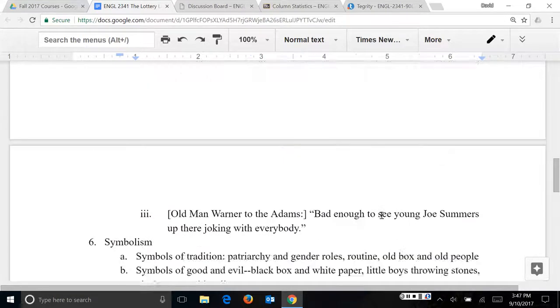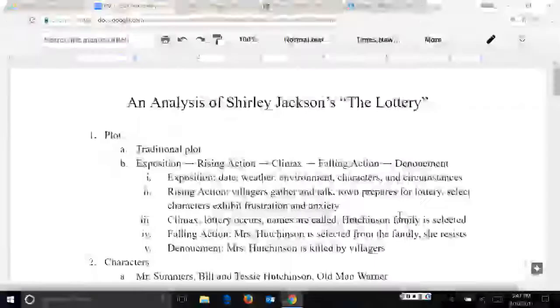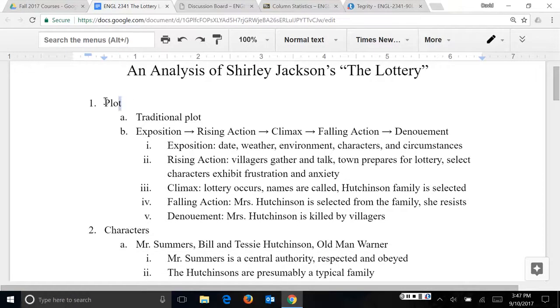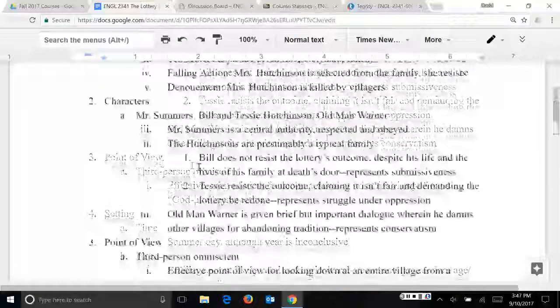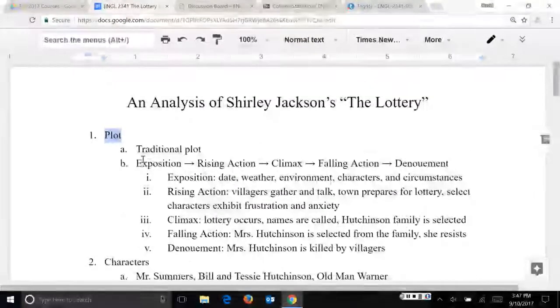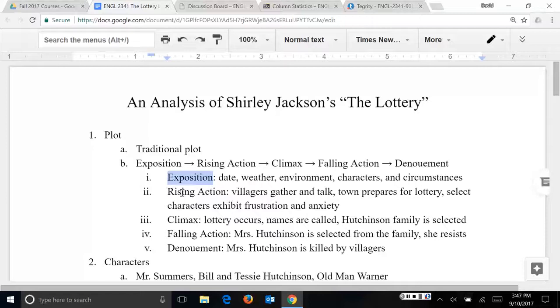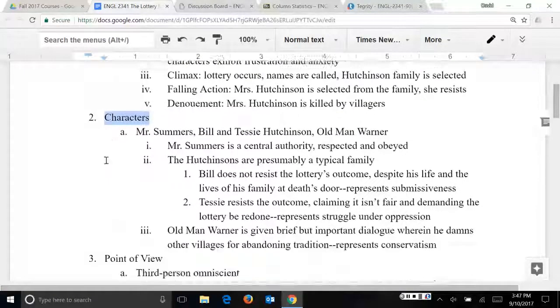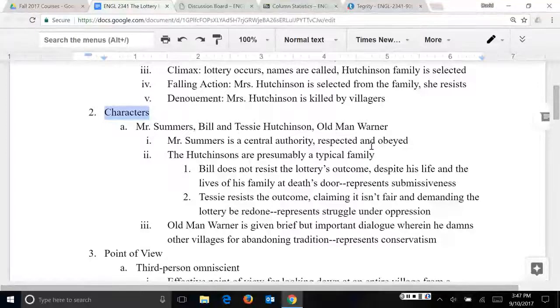So, what we've just done with the lottery is an analysis. An analysis, by definition, is taking something whole and breaking it into its parts and examining those parts to understand the whole. And so you'll notice that we took apart the story by looking at its plot, its characters, its point of view, and so on. And then even in the plot, breaking it down into its parts, the exposition, the rising action, the climax, the falling action, the denouement. Rather than just characters in general, we've broken it down to 4 important ones, and so on and so forth.